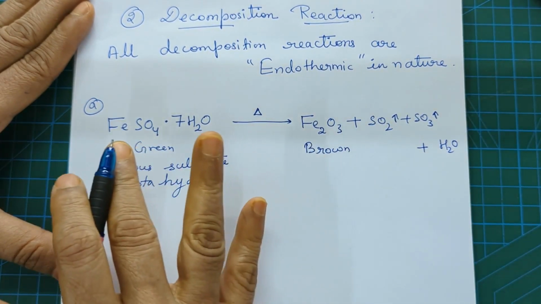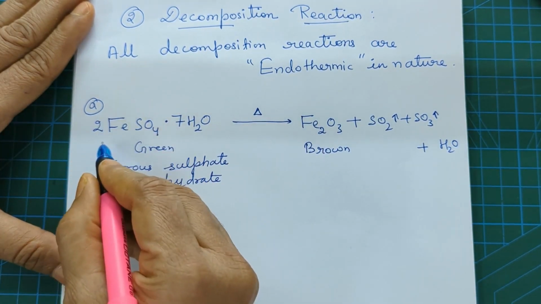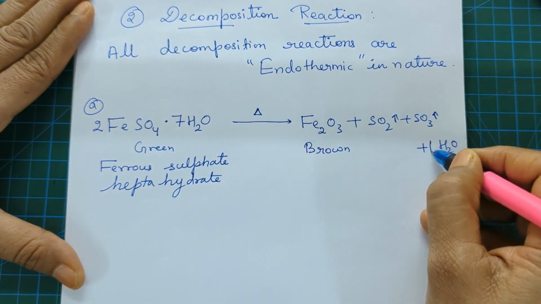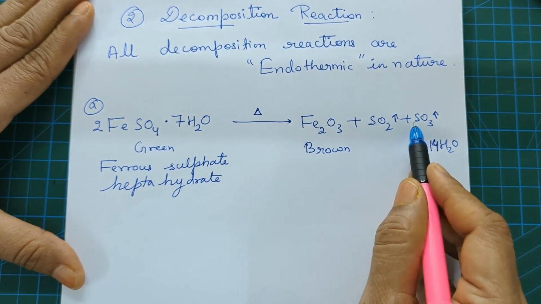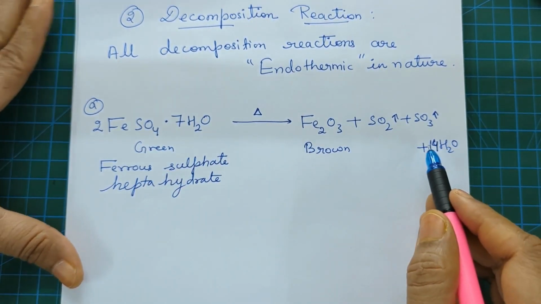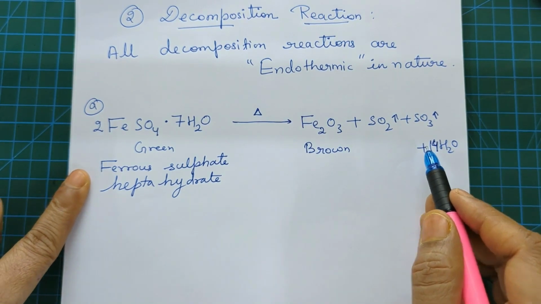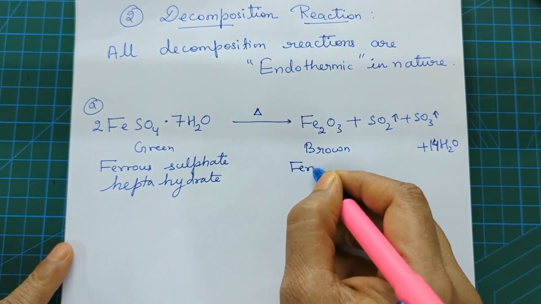And here we don't require much balancing. Here Fe2, you see, just put a 2 here, and the rest: if you just observe, 2 into 7, 14 water molecules, and 2 sulfur, so 2 sulfur, rest oxygen, everything is well balanced. So this is the decomposition of ferrous sulfate heptahydrate. This is called ferric oxide.